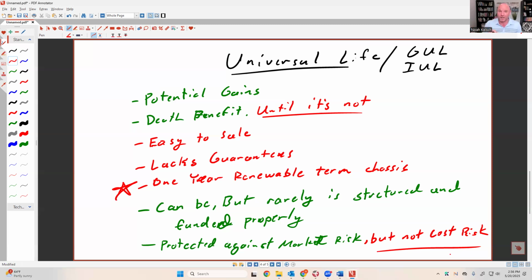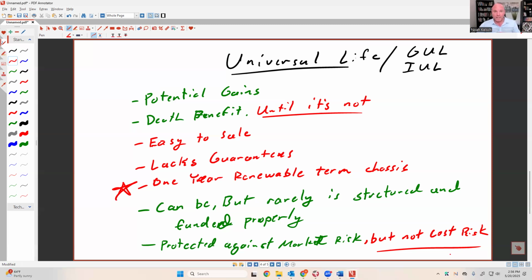That is a very real scenario and a dangerous thing. If you think you've got something and you really have something else, if you think it's going to do one thing and it really does something else, that's not ideal. So universal life policies, if you understand them, if you understand the risks, if you're willing to take on those risks, might be a good fit. If it's structured properly and funded properly, that's even better.